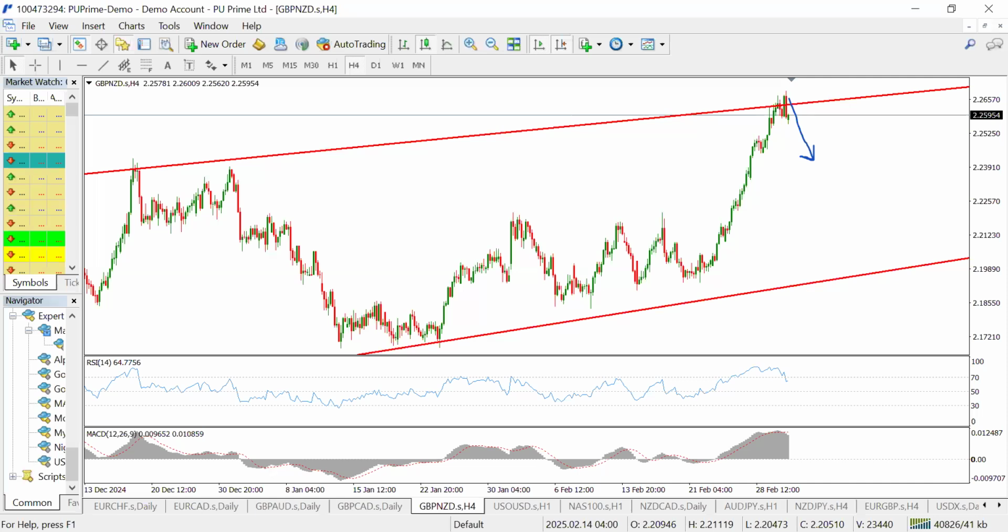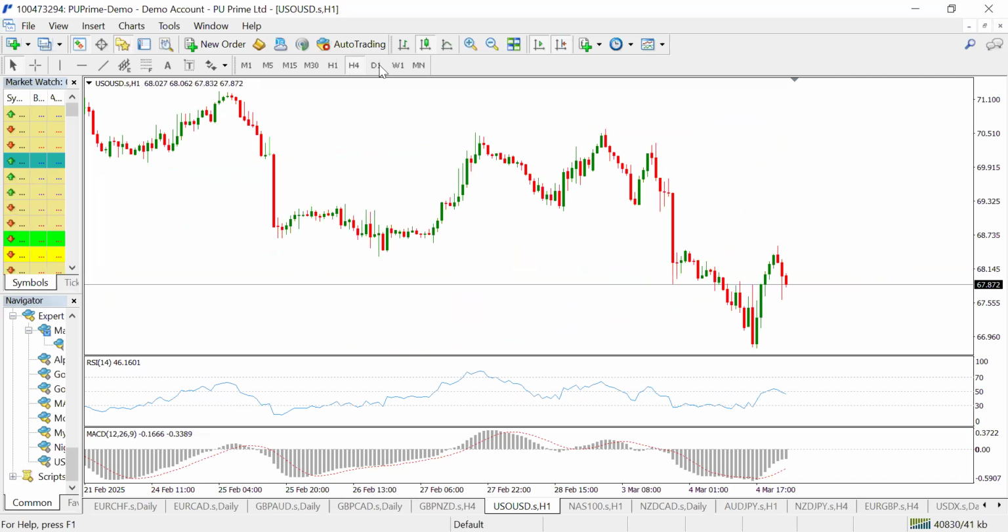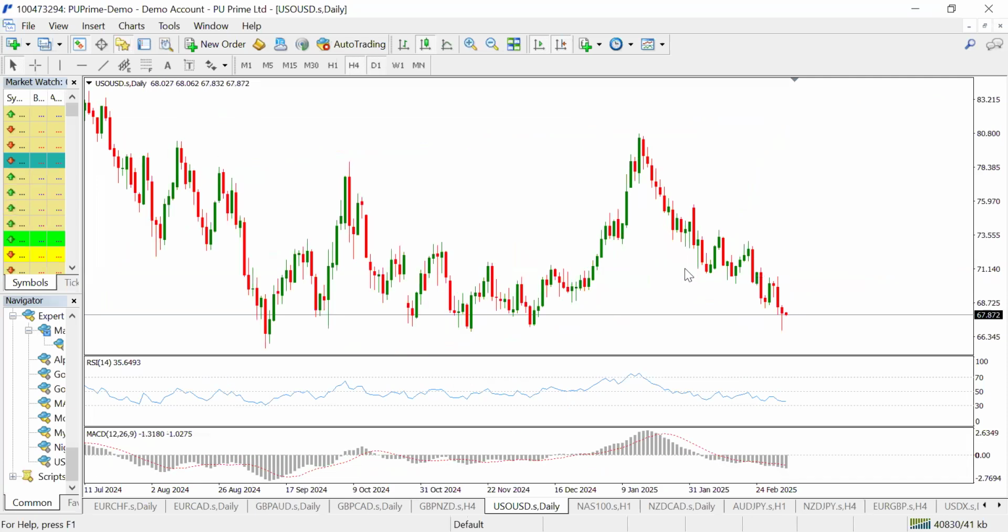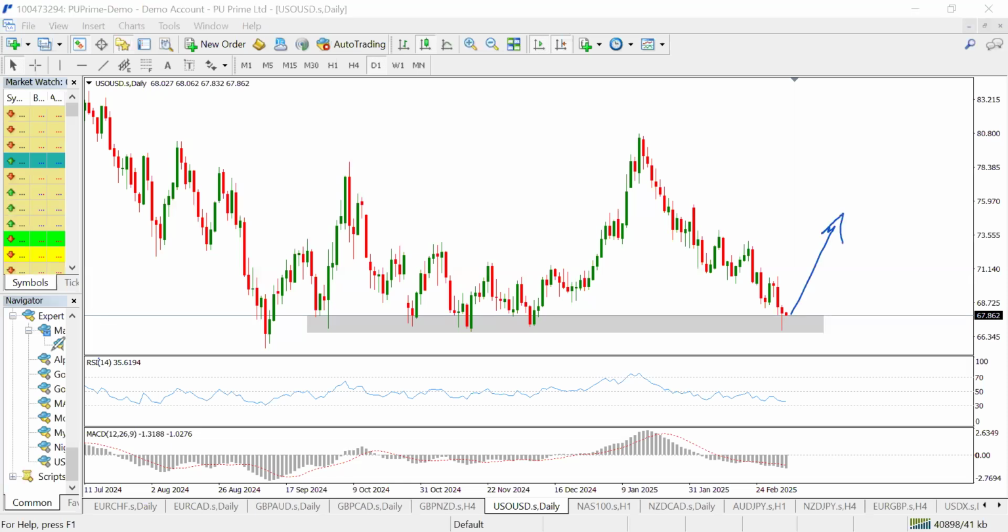The next instrument I want to look at is the US oil. Now, for the US oil, also price closed as a rejection candle yesterday on the daily time frame. And if we zoom, if we use our rectangle tool, you can clearly see that rejection candle is formed at the support zone. That tells us to anticipate a bullish breakout on the US oil.